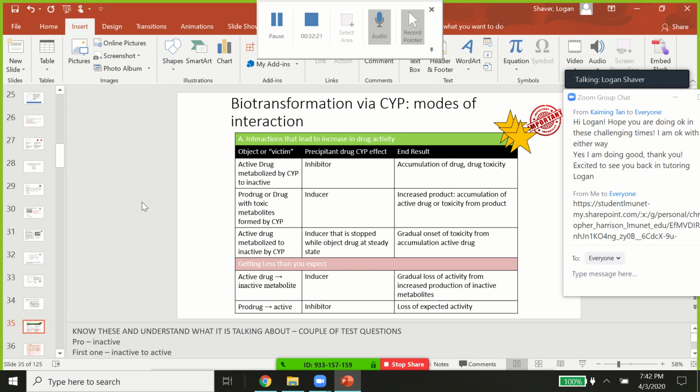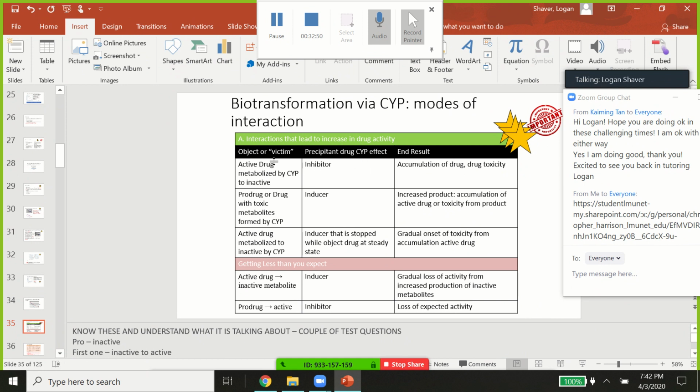Say it's just an active drug that's already done its process, and then it gets metabolized to become inactive by that CYP enzyme. The example says that there's another drug, a precipitant drug, that has the effect of inhibiting that CYP. Say that CYP is now inhibited, what happens?